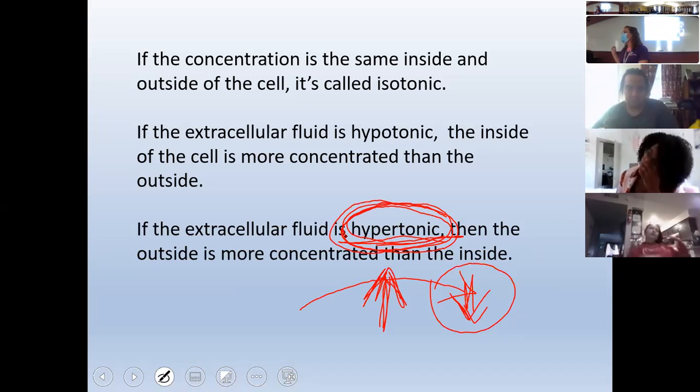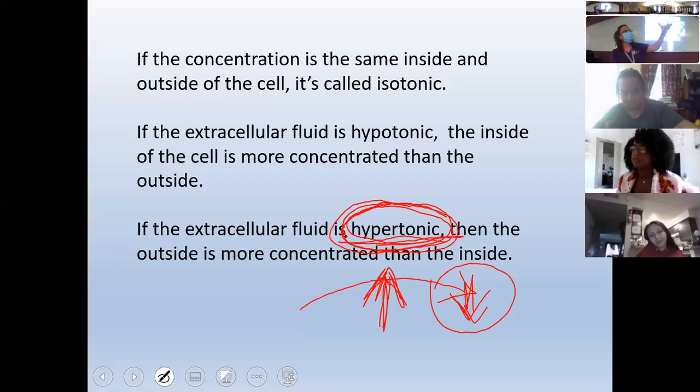It's also a great example for why do we care? There are IV fluids or intravenous fluids that will promote movement into a cell or will promote movement out of a cell, and that can help resolve some health concerns. So that's all we're referring to. Hyper, hypo, iso. What is the concentration on the outside compared to the inside?